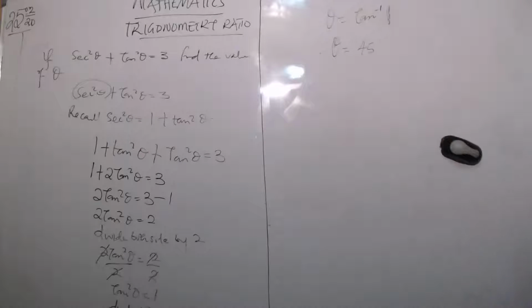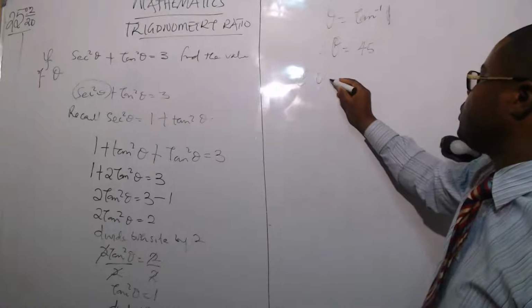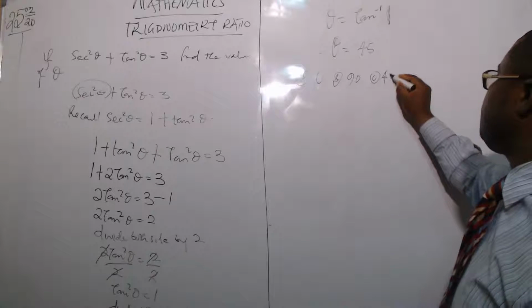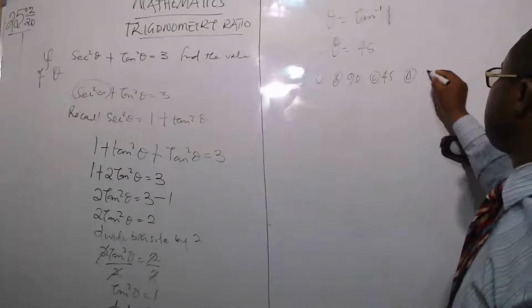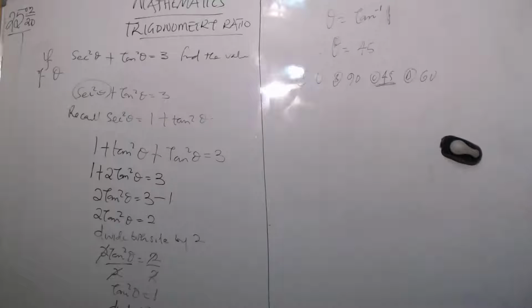Then in the next rules that govern this. Now, if you get your question, we have our A option is 0, our B option is 90, our C option is 45, our D option is 60. So the answer is 45. That's it.